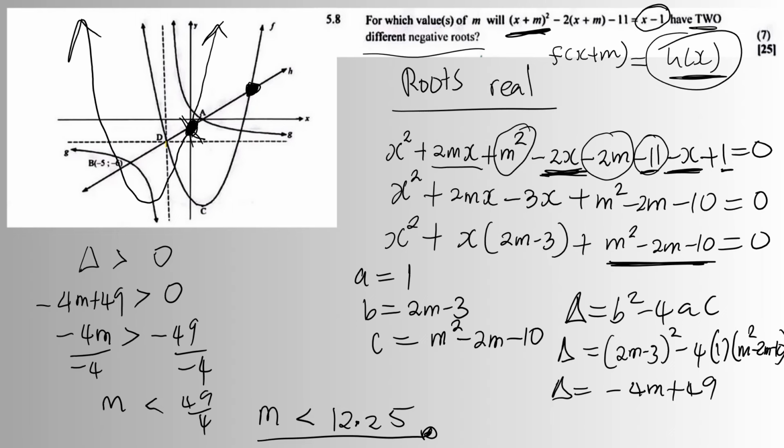Okay, so the m that we got there is just ensuring that the roots are real, right? But the key thing is that there must be two of these, they must be different, and also they must be negative. So how can I ensure that these roots are negative? It means, as I've stated initially, we have to ensure where the graph of f equals the graph of h, right?